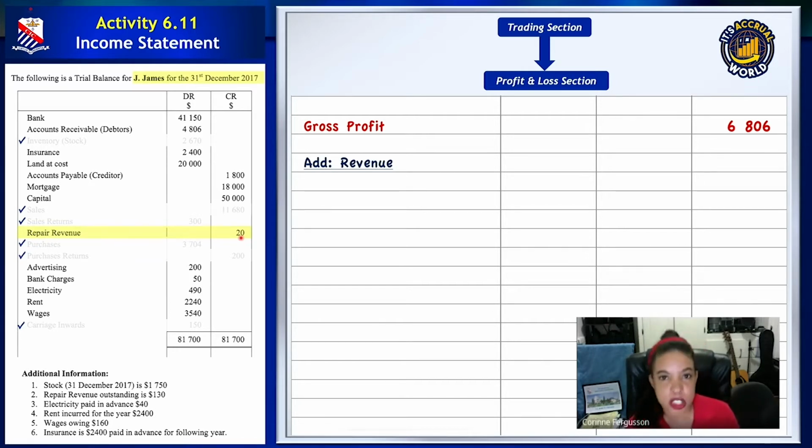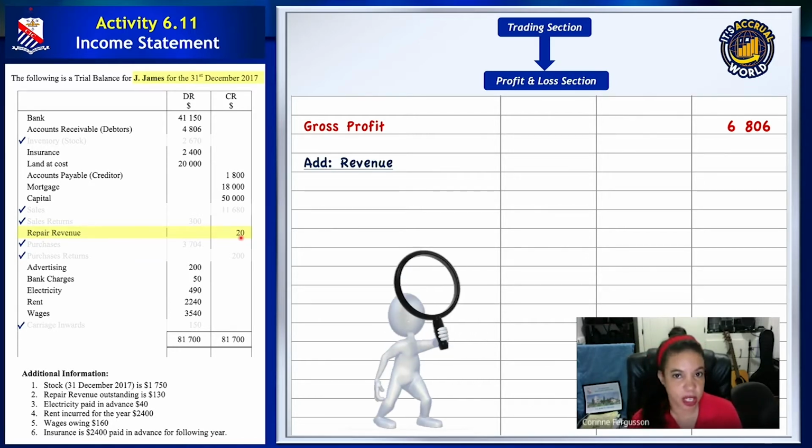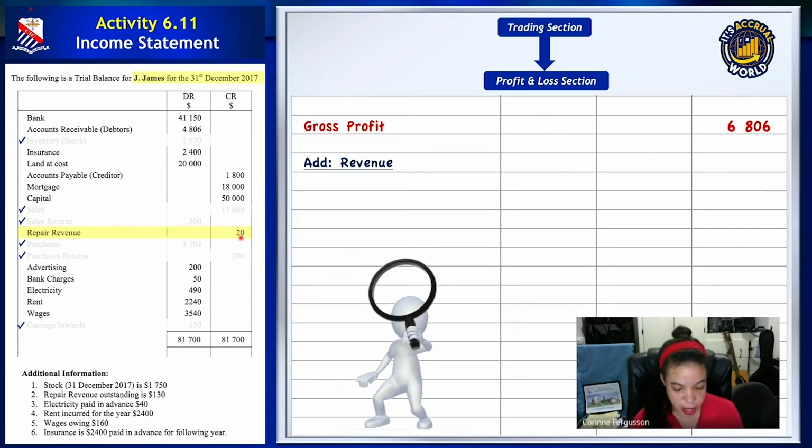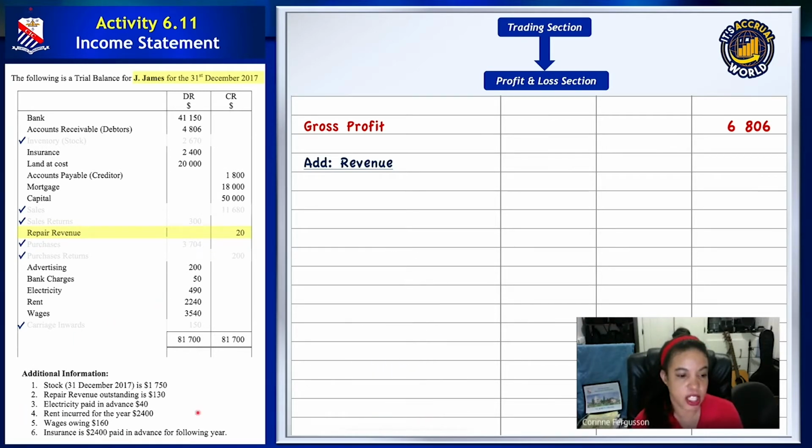Where would we find those adjustments? Reminder once again, you should know by now, you look down in your notes. So because we may have an adjustment to be done, an accrual or a prepayment, we look down in our notes, we look for repair revenue, and you would see that we do have an adjustment outstanding. What is outstanding? An accrual. So we have an accrued revenue.